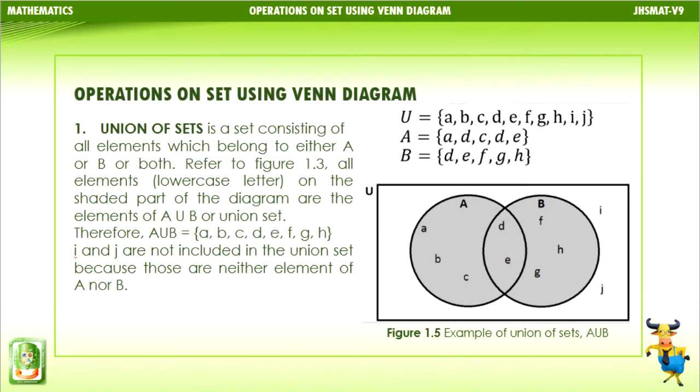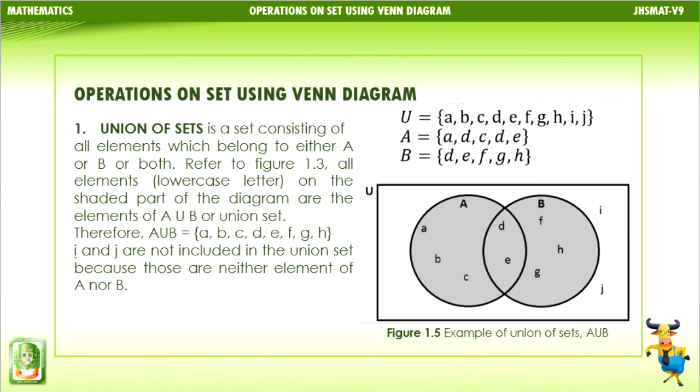Operations on sets using Venn diagram. 1. Union of sets is a set consisting of all elements which belong to either A or B or both. Refer to figure 1.5. All elements which are written in small letters, on the shaded part of the diagram, are the elements of A union B or union set. Therefore, A union B consists of elements A, B, C, D, E, F, G, and H.